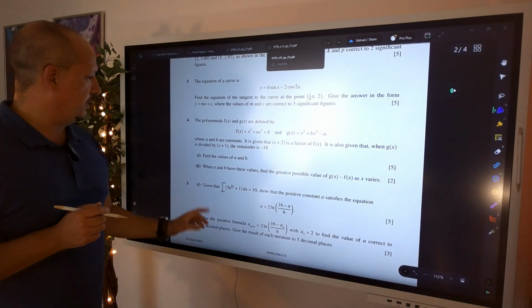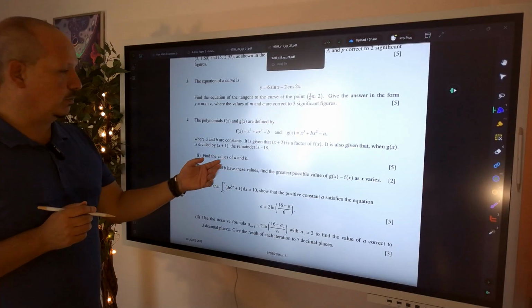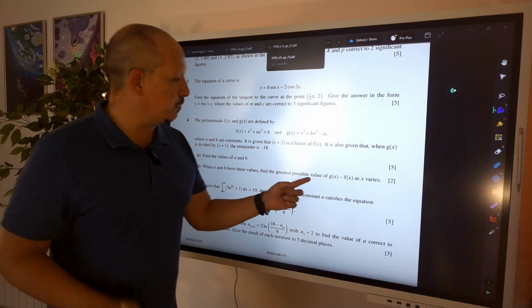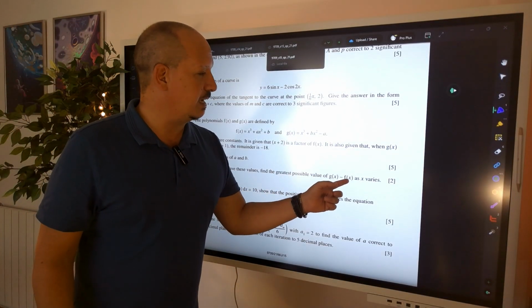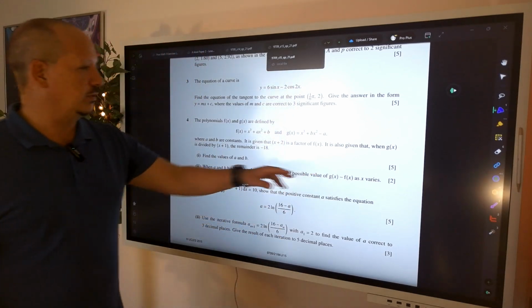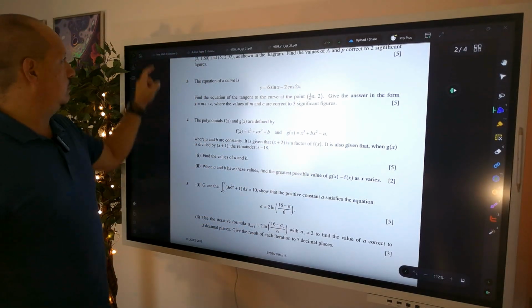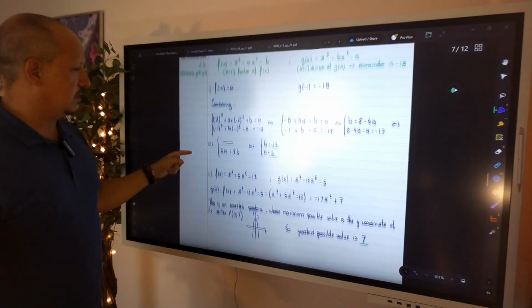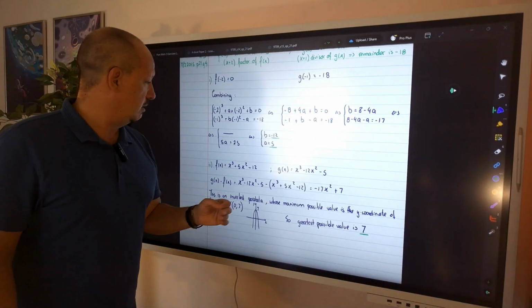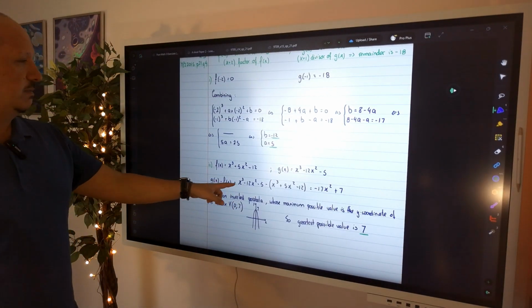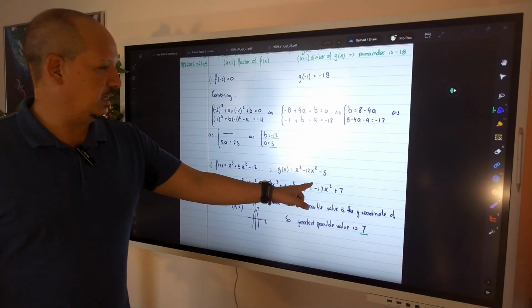There's another question over here. When a and b have these values, the ones we just got, find the greatest possible value of g of x minus f of x as x varies. So the difference of those two. So this is stuff from last year, actually. You just get the difference, and this is what you get.